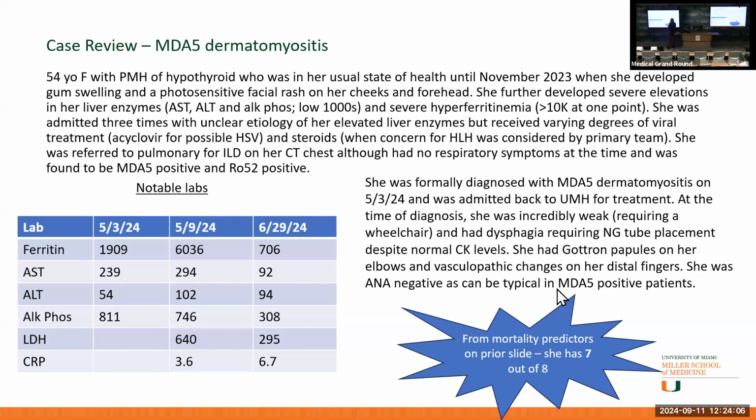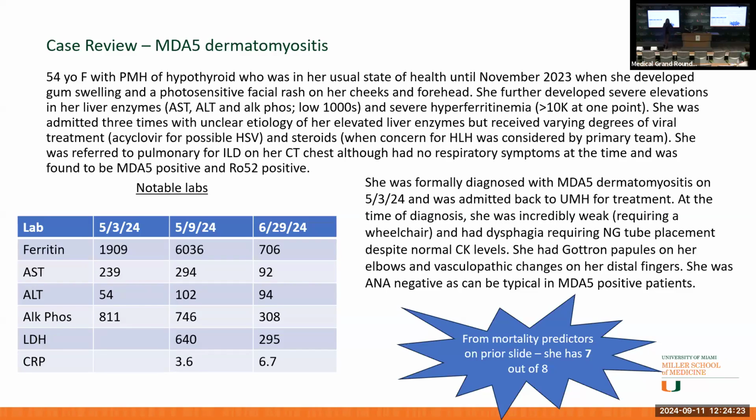So she kind of got these intermittent bursts without much going on. But then she was referred to pulmonology because her CT chest had some abnormal findings, and she was found to be MDA5 and Ro52 positive. Formally diagnosed with MDA5 dermatomyositis, admitted back to UMH.